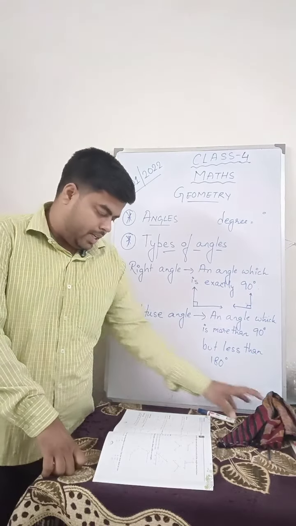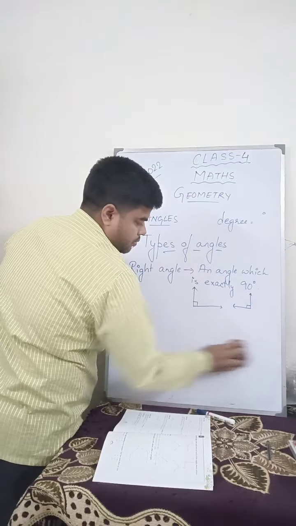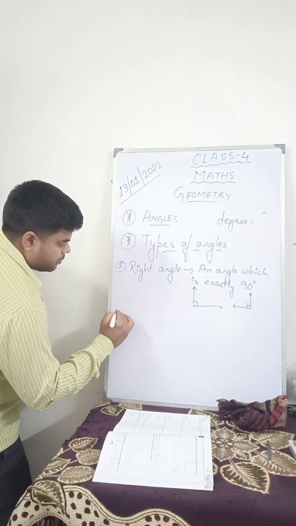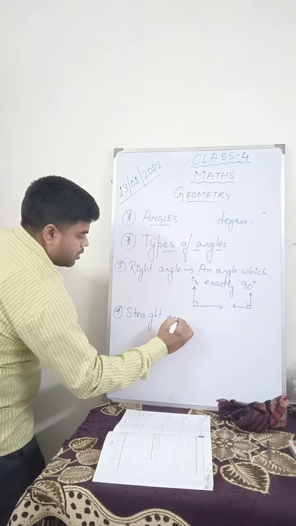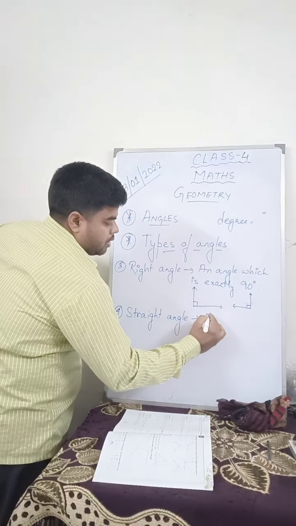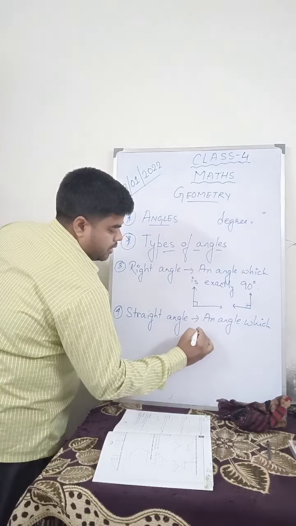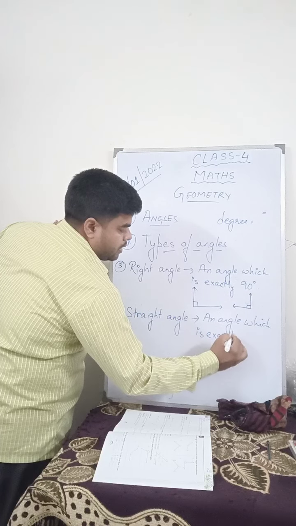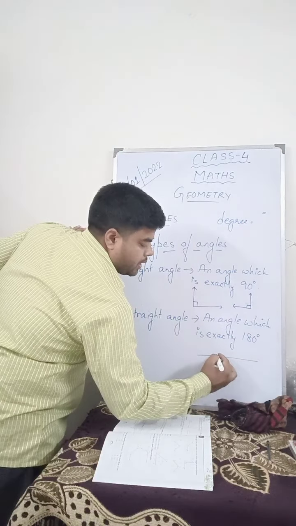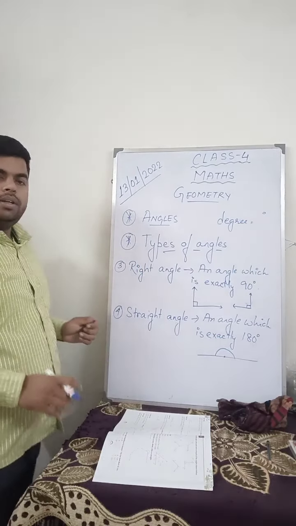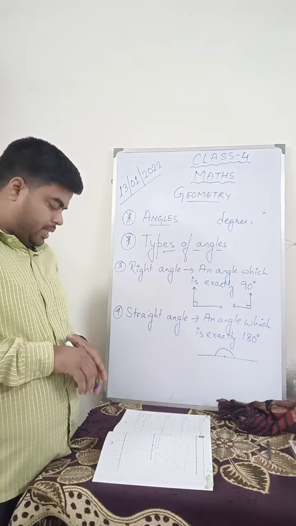Next is the straight angle. An angle which is exactly 180 degree. So it is always a straight line with a semicircle. So what is a straight angle? An angle which is exactly 180 degree is a straight angle.